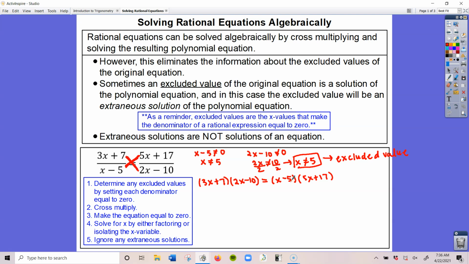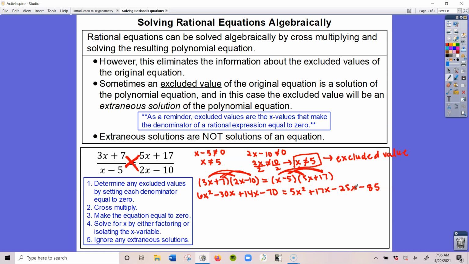So now what we're going to do is try to solve. First we have to distribute everything. So I'm going to distribute this 3x + 7 with the 2x - 10. And what I get here would be 6x squared - 30x + 14x - 70. And that's going to equal, now I distribute the x - 5 to the 5x + 17: 5x squared + 17x - 25x, because now I'm distributing the negative 5, - 85.